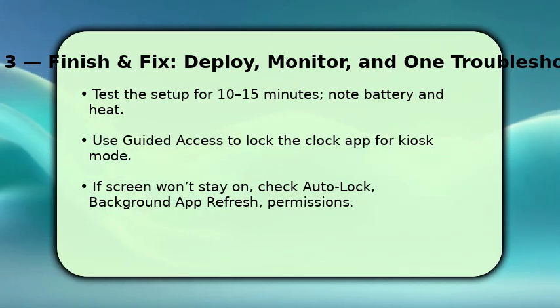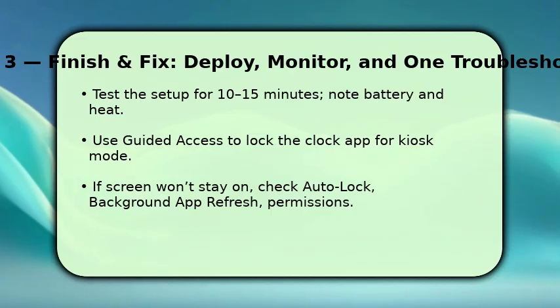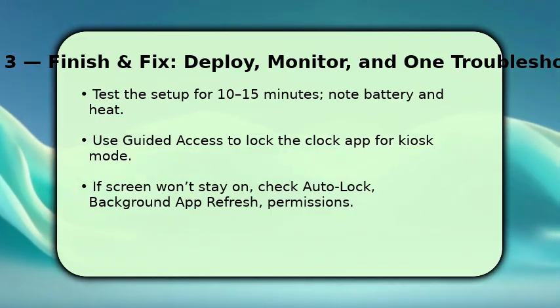If things go wrong, for example the screen keeps timing out, double-check auto lock, close battery-aggressive apps, and restart the phone. Remember.